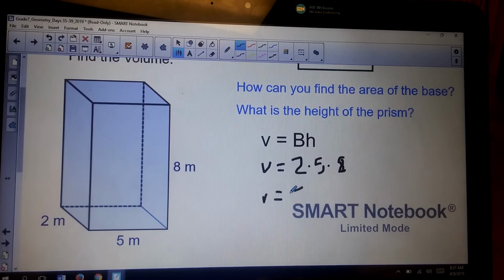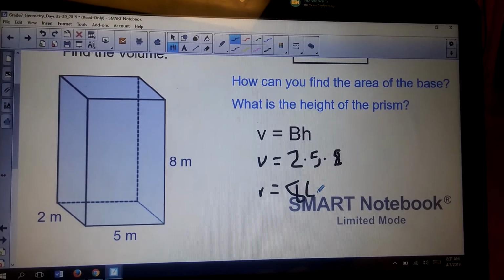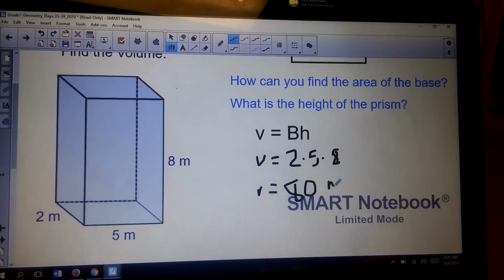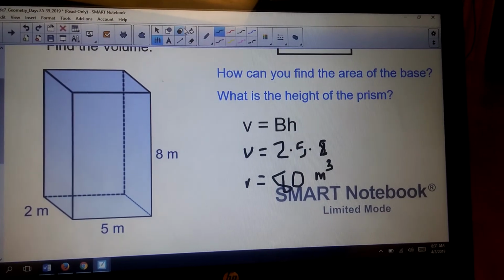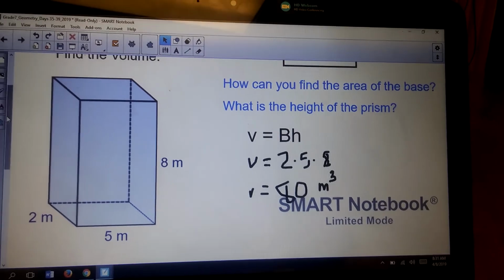Well, 2 times 5 is 10. 10 times 8 is 80. So this would be 80 cubic meters, or 80 meters to the third power is the volume.